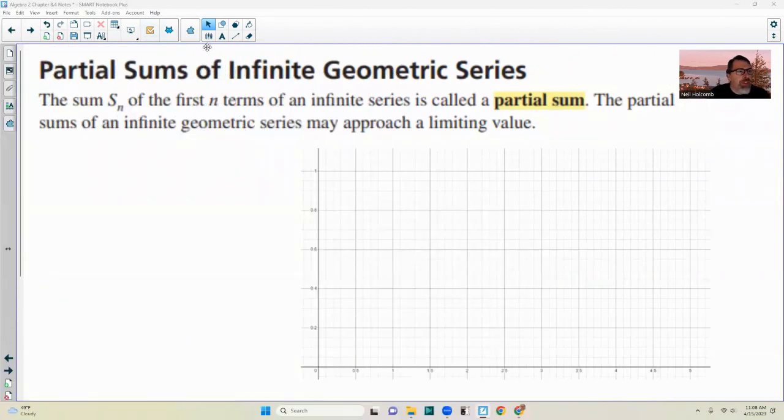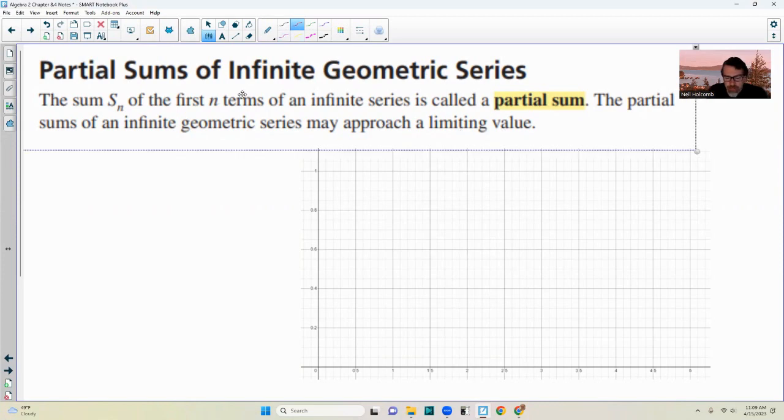Okay, before we start, what is a partial sum? It says here, partial sums of infinite geometric series. The sum S sub n of the first n terms of an infinite series is called a partial sum. The partial sum of an infinite geometric series may approach a limiting value. Okay, so that's what we're going to take a look at.